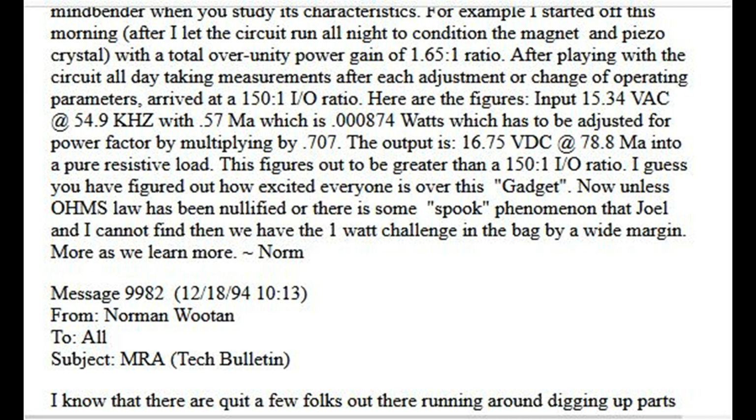Now, unless Ohm's law has been nullified or there is some spook phenomenon that Joel and I cannot find, then we have the 1 watt challenge in the bag by a wide margin. More as we learn more.